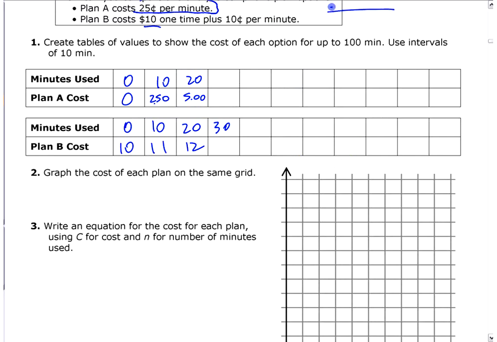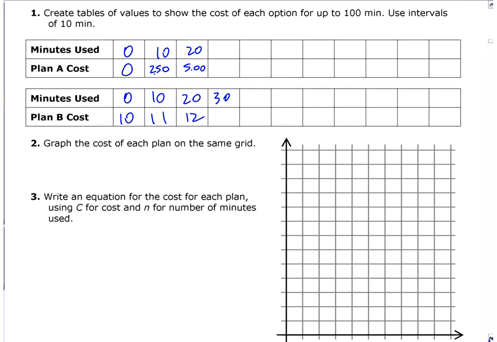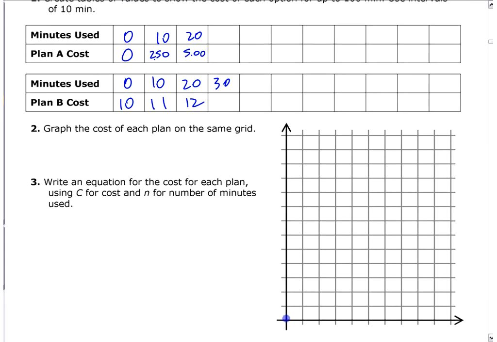What this situation means on the graph: if you try to draw a graph for this, the one that's 25 cents a minute with no fee starts at the beginning, but it goes up pretty steep. I'm not doing a very good job of graphing this. Whereas the other one starts at 10 and goes up like that. And somewhere there's a crossing point. That's the solution to the system.